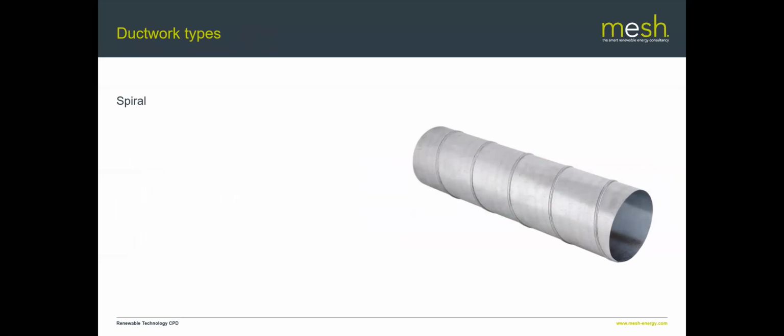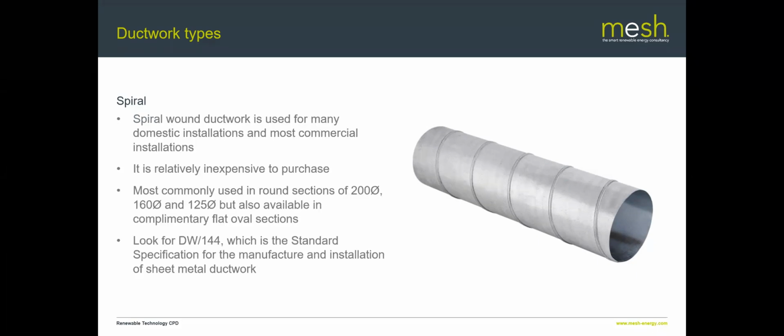Okay, so next thing is the ductwork types. We've looked at what those ductwork systems might look like as a schematic, but then we also think about what the actual ductwork itself is. There are really three main sorts that are used in MVHR. The first of those, and probably the most traditional, is spiral wound galvanized steel. It's relatively cheap to buy. It's pretty flexible because you can cut sections on site.